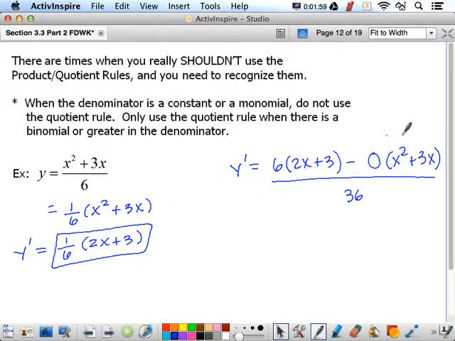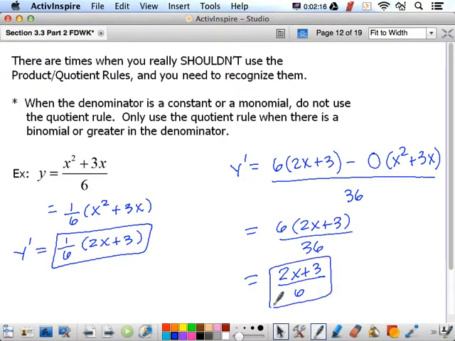This piece all goes to 0, and we're left with 6 times 2x plus 3 all over 36, which will reduce to 6 over 36, which is 1/6 of 2x plus 3. So you could write the 1/6 out in front, or you could just write it as 2x plus 3 over 6. So you will get the same answer, but it's going to take you more effort. So if you train yourself when there are constants on the bottom to do it without the quotient rule, it'll save you a little bit of time and headache.